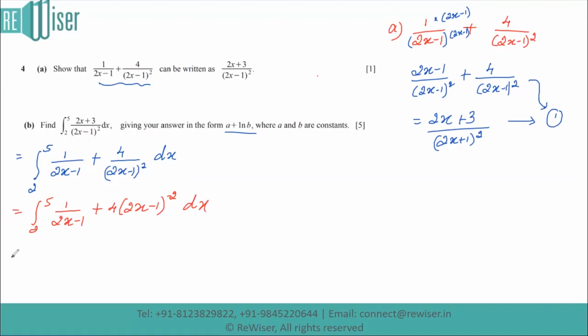Now we can integrate that. Integration of 1 over any linear function would be ln of 2x minus 1. This is the rule that we should be aware of, and divided by the coefficient of x, that's 2. Then plus 4 times the integration of any linear expression to the power of n, which would be the same linear expression to the power of n plus 1, which is minus 2 plus 1, which is minus 1, divided by minus 1, and you also divide by the coefficient of x, that's 2. So here we can simplify a few things.